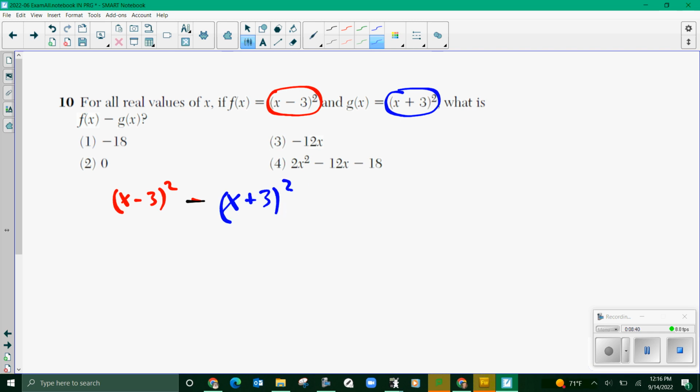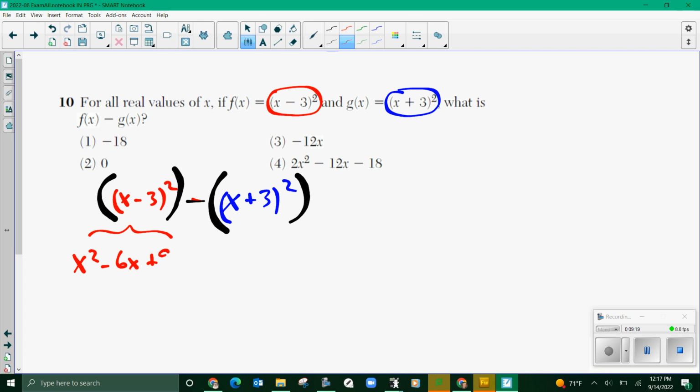Now here's the thing you got to keep in mind. You want to figure out what this whole thing is first, then figure out what the whole thing on the right is, then subtract them. Because that minus sign in front of the x plus 3 squared is going to have to distribute to every term. I'm subtracting that whole thing, not just the first term. Let me explain. First, let me expand this. If you FOIL or use the box method, you should end up with x squared minus 6x plus 9.